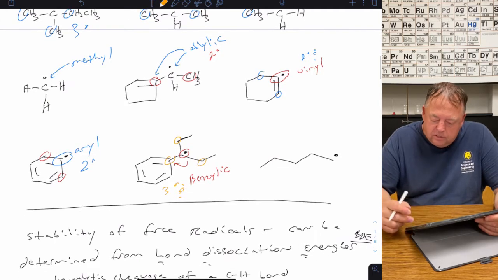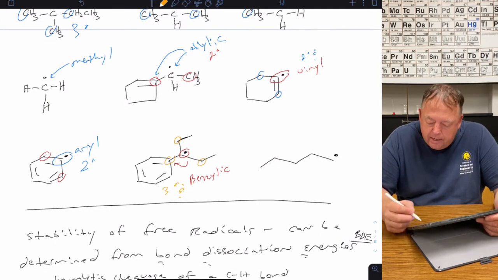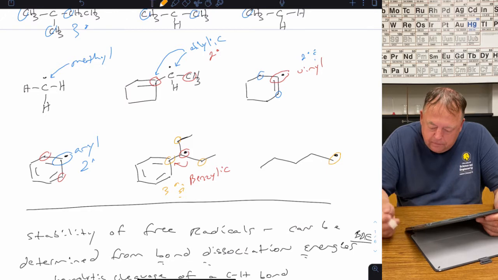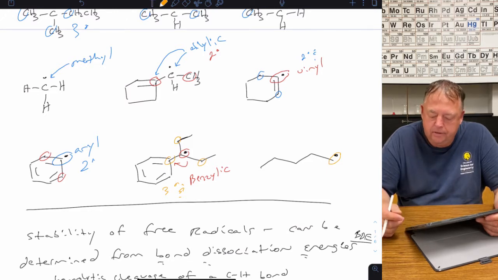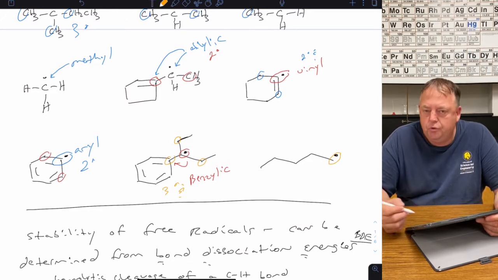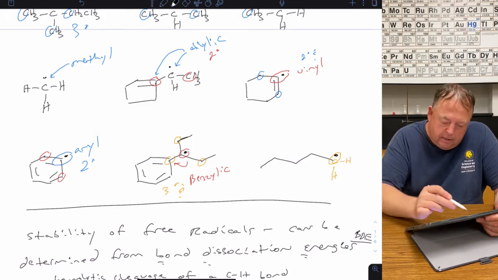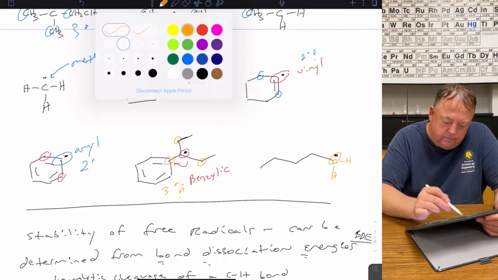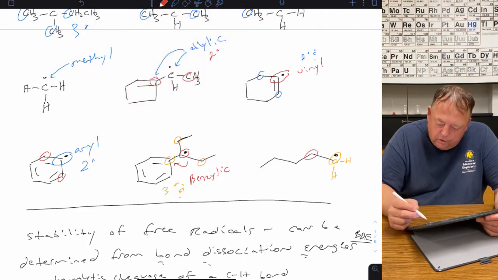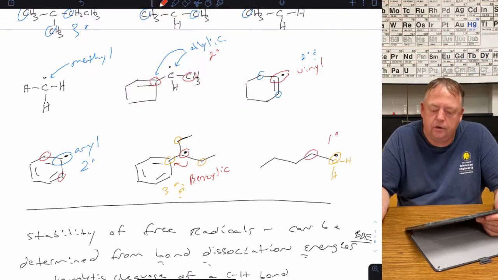Okay, so this last one, how would you classify this free radical? If you keep in mind that it is a carbon at the end of the line, right? It's not a CH3 in this case because it's missing one of its hydrogens. So that carbon, if we drew it out, has 2 hydrogens attached to it, and that carbon has one other carbon attached to it, so that would be a primary free radical.